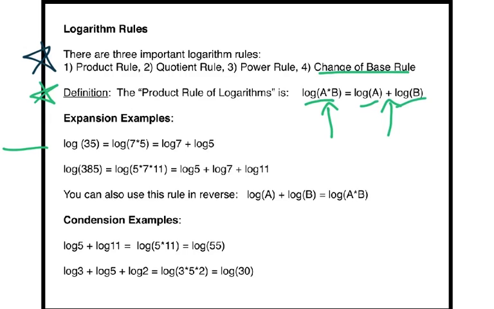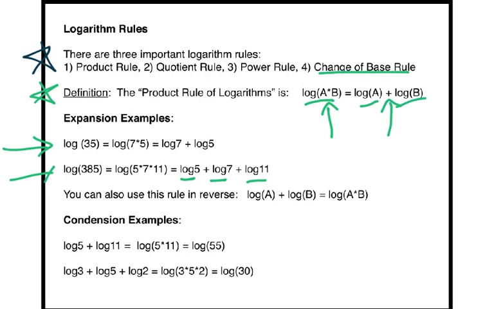So here are some examples. Log of 35 is really log of 7 times 5, so you can break it apart into an addition problem, log 7 plus log 5. Here's another example. Log of 385. I can break that down into log of 5 times 7 times 11, and then I can rewrite it using the product rule to write log of 5 plus log of 7 plus log of 11.